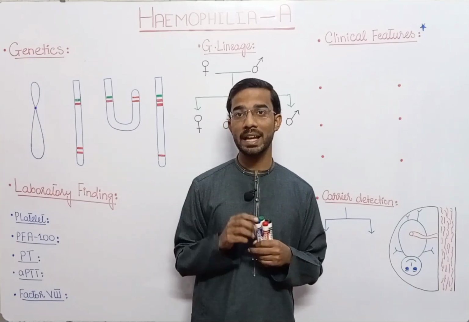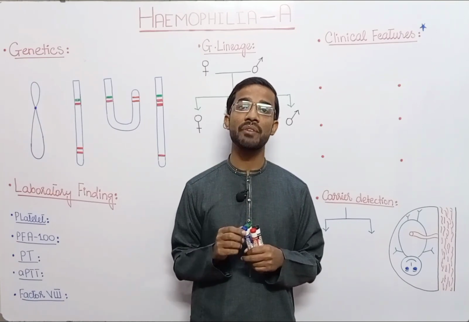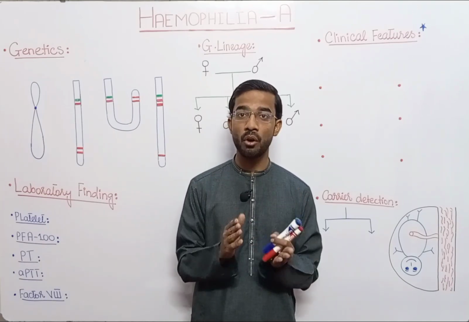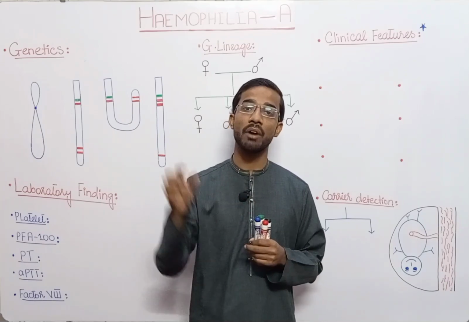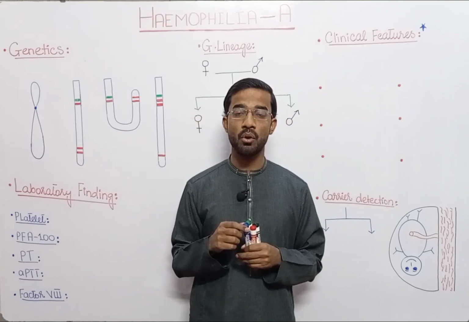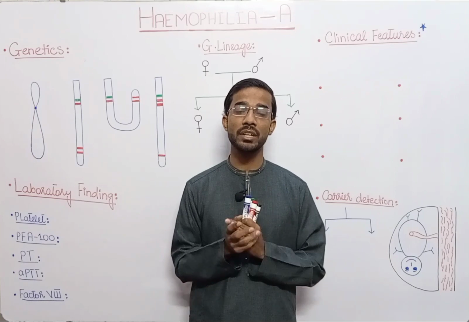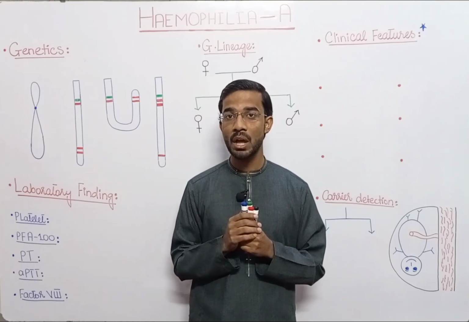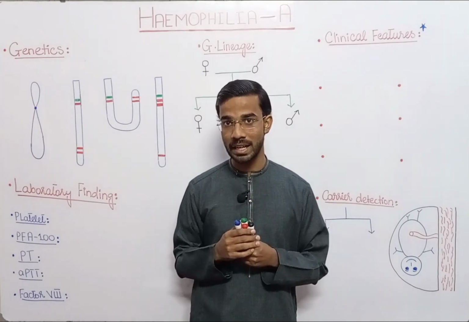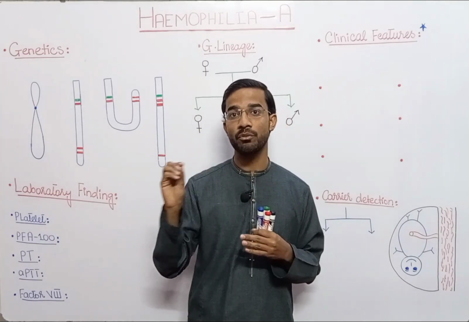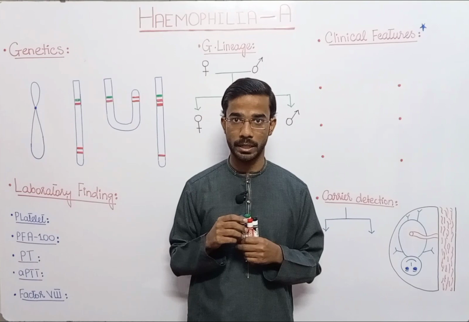So, in hemophilia A, there is a defect, a factor 8 deficiency, and factor 8 is involved in the formation of the clot over the injured site. Factor 8 is basically a protein involved in clot formation. When there is no factor 8, the bleeding will continue and you will never see any formation of a clot over the injured site.